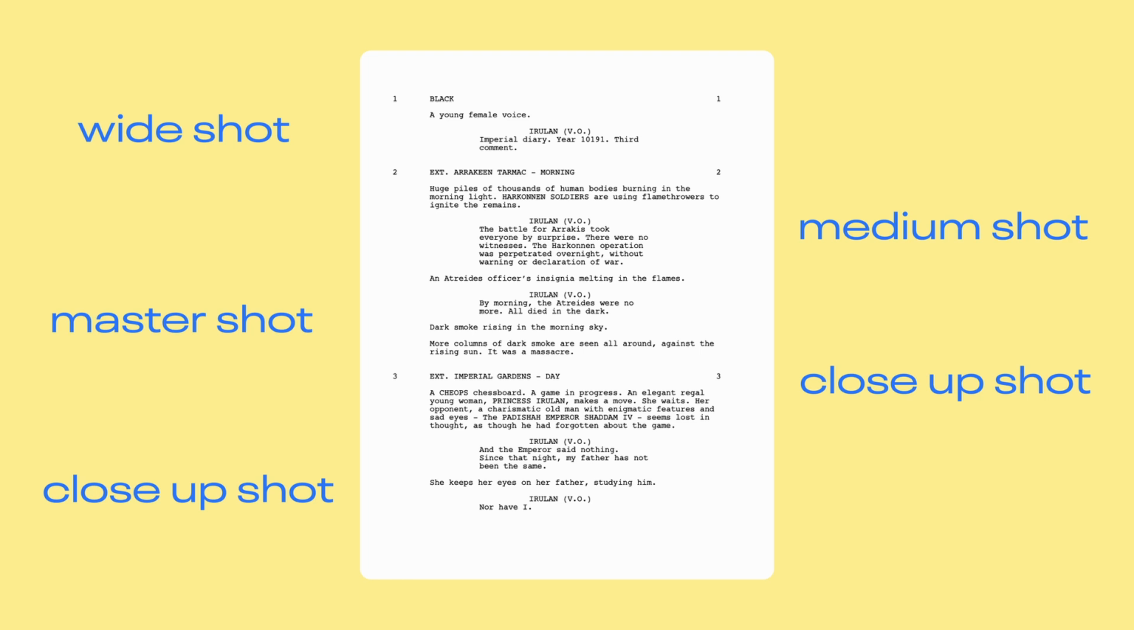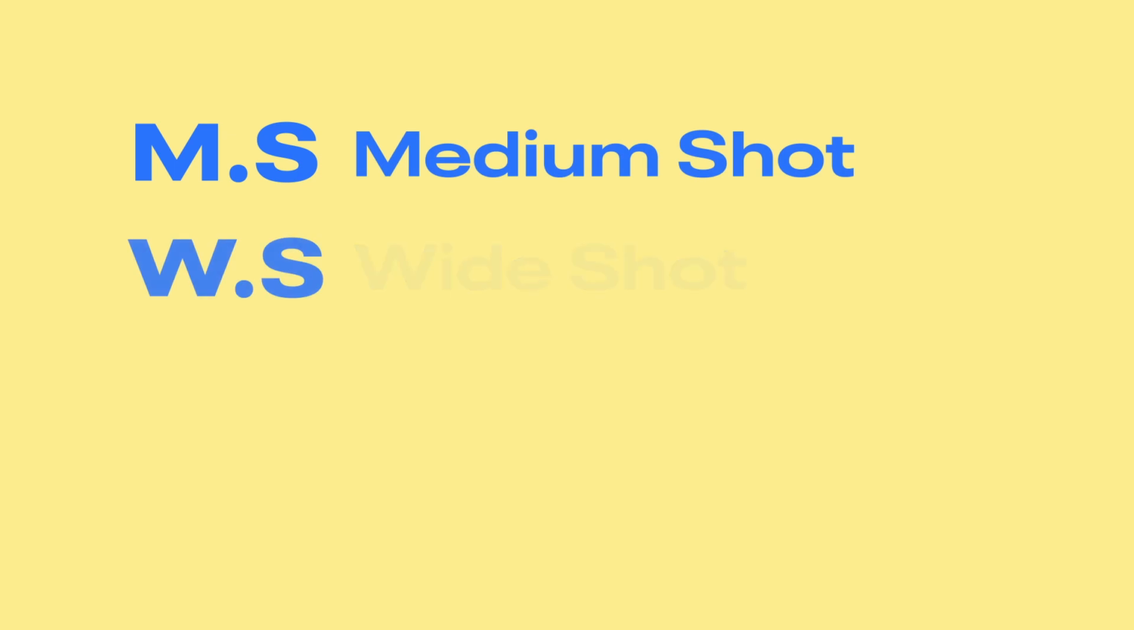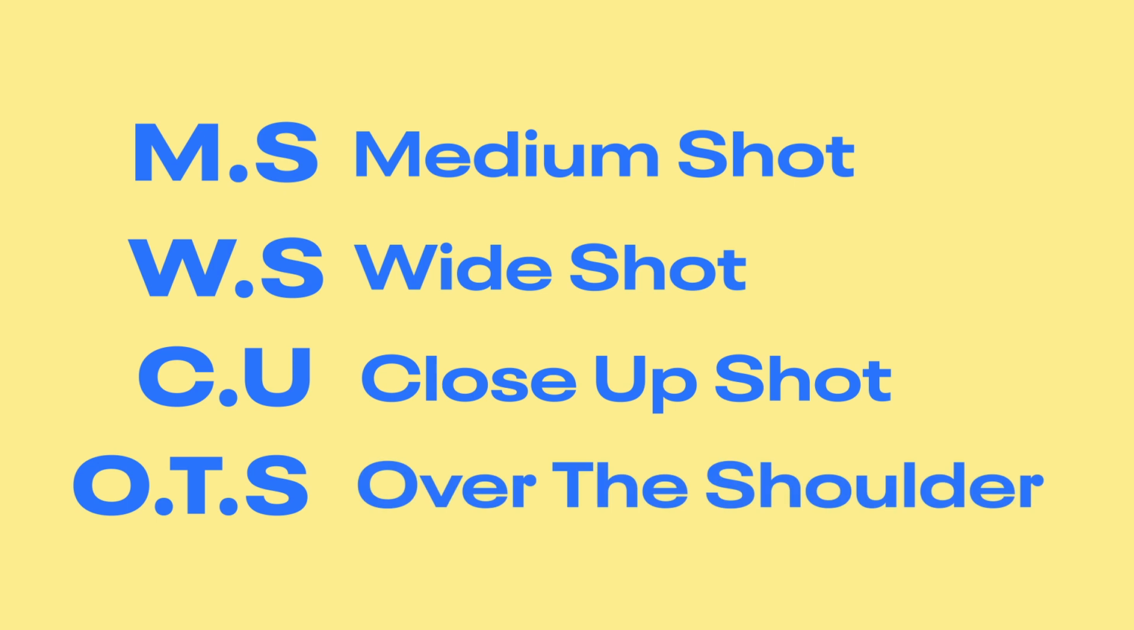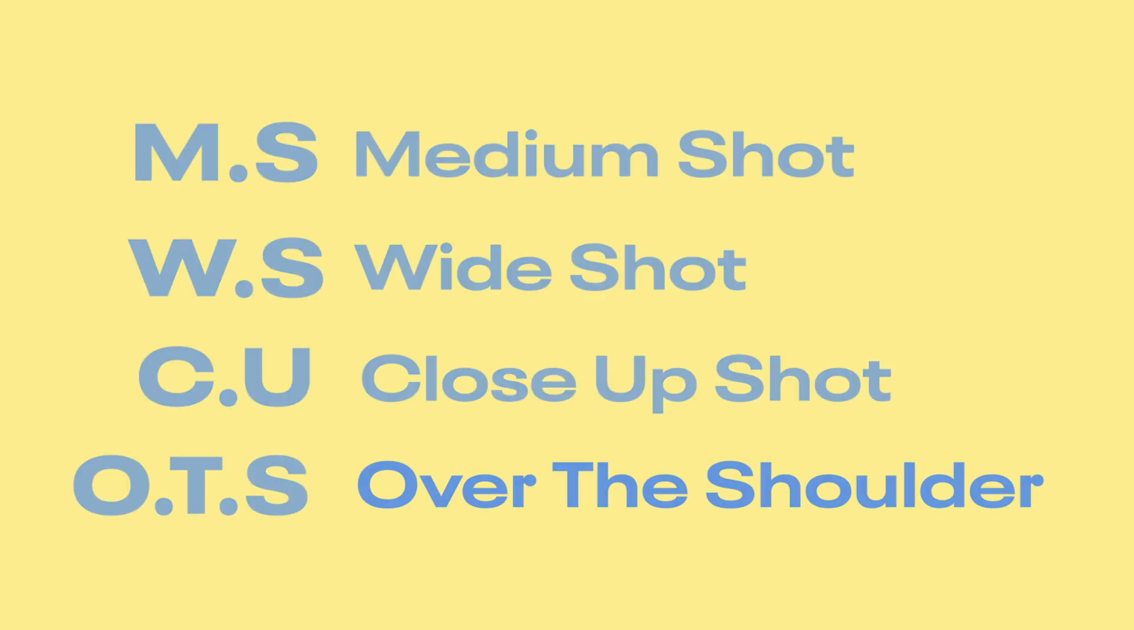To make your shortlist, go through your script and make a list of every shot you want to put in the scene. Abbreviations are necessary, so you can write them down beside the scene. For example, MS for medium shot, WS for wide shot, CU for close-up, OTS for over the shoulder, and many more which we will discuss further down in the course.